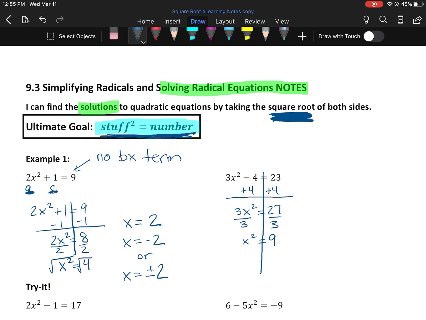Now I have x squared equal to a number. To get rid of that exponent, we need to do the opposite. So I'm going to take the square root here, square root here. And so when I do that, the square root of 9, x is equal to 3. But remember, negative 3 times negative 3 also gets me a 9. So I've got positive 3 and negative 3. Or if you don't want to write that much, you could do x is equal to plus or minus 3.